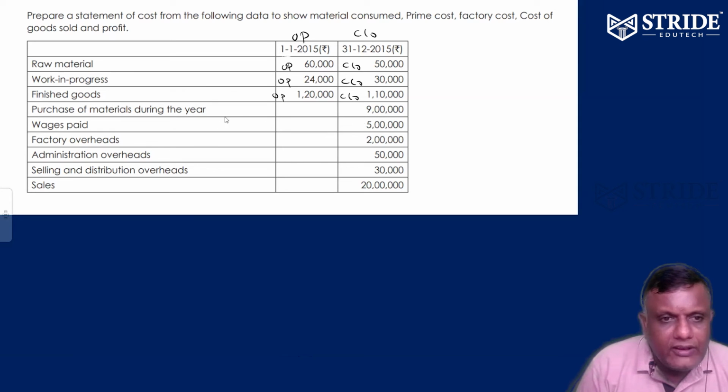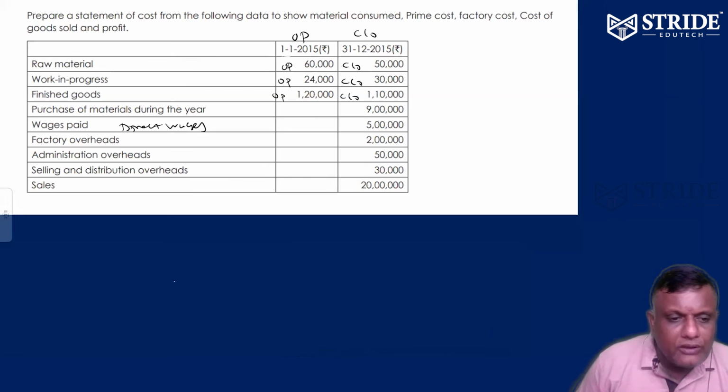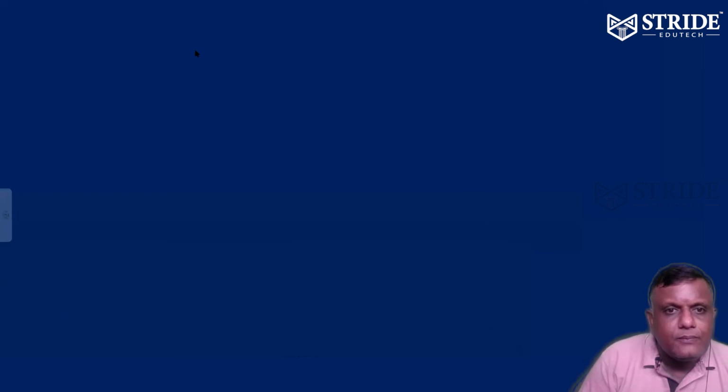Direct wages 5 lakhs. Factory overheads 2 lakhs. Admin overheads 50,000. Selling and distribution overheads 30,000. Sales 20 lakhs. The question is material consumed, prime cost, factory cost, cost of goods sold, and profit. We'll go to the proper cost sheet.